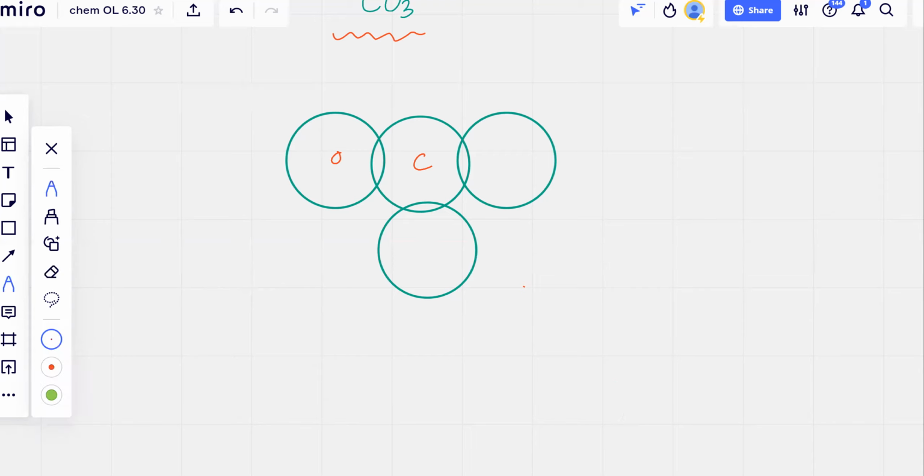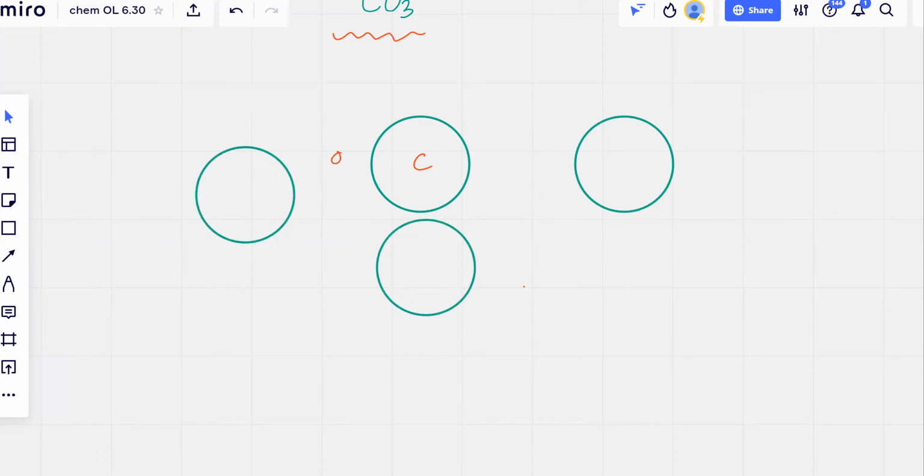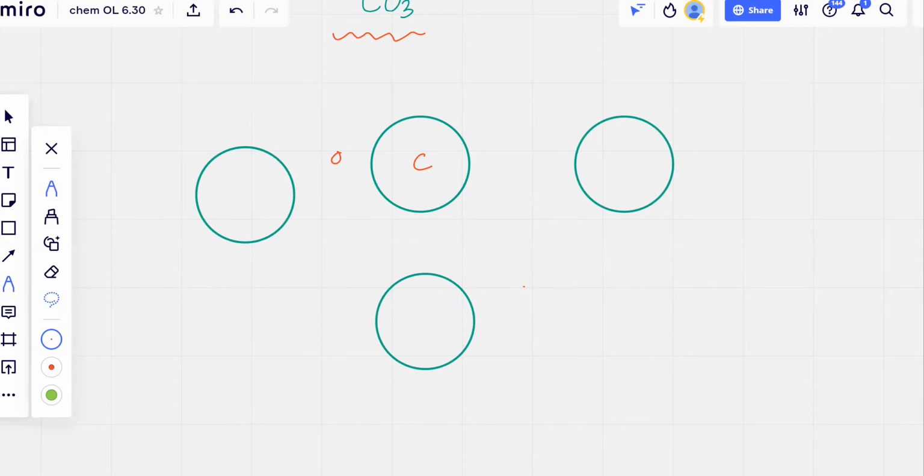So I've got this compound. It's going to be made from carbon and oxygens. So I've got oxygen atoms. There's an oxygen atom here, there's an oxygen atom here, and there's an oxygen atom over here. Carbon has a total of 4 electrons in its outer shell. So that's one over here, and one over here. It has a total of 4 electrons. Oxygen has a total of 6 electrons.